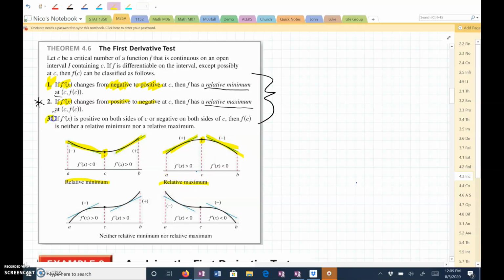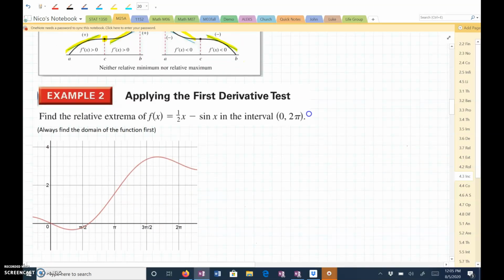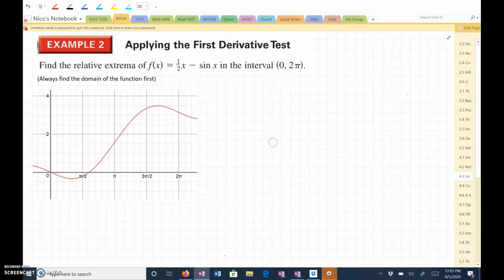And then condition 3, if both sides are positive, so here the slope is positive, there is the c, and then on this side it's also positive, so that would not be a relative min or max. Over here it's both negative. So let's look at an example of how we could apply the first derivative test.